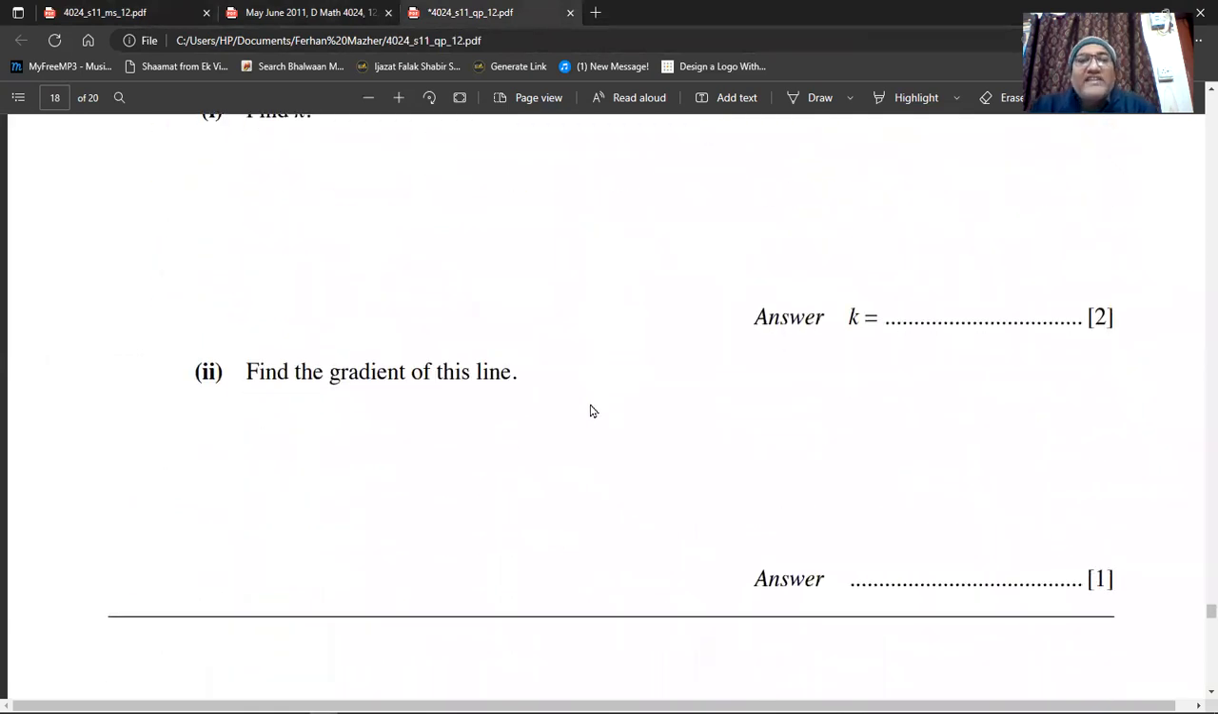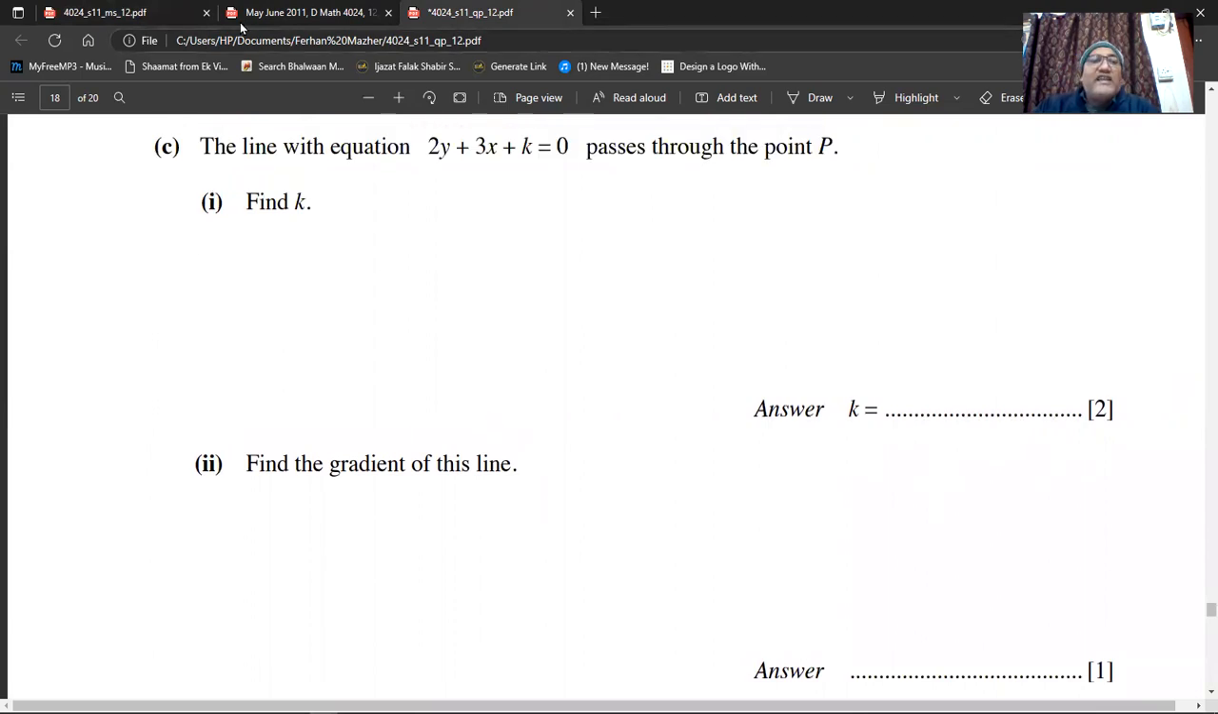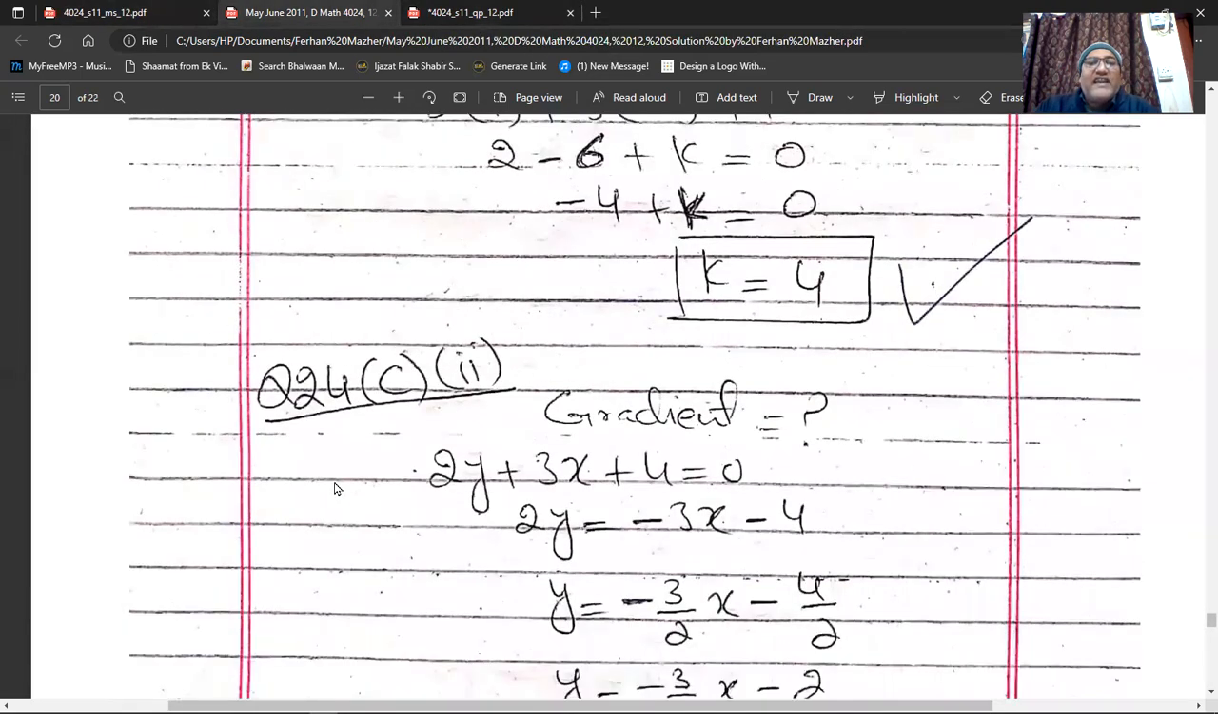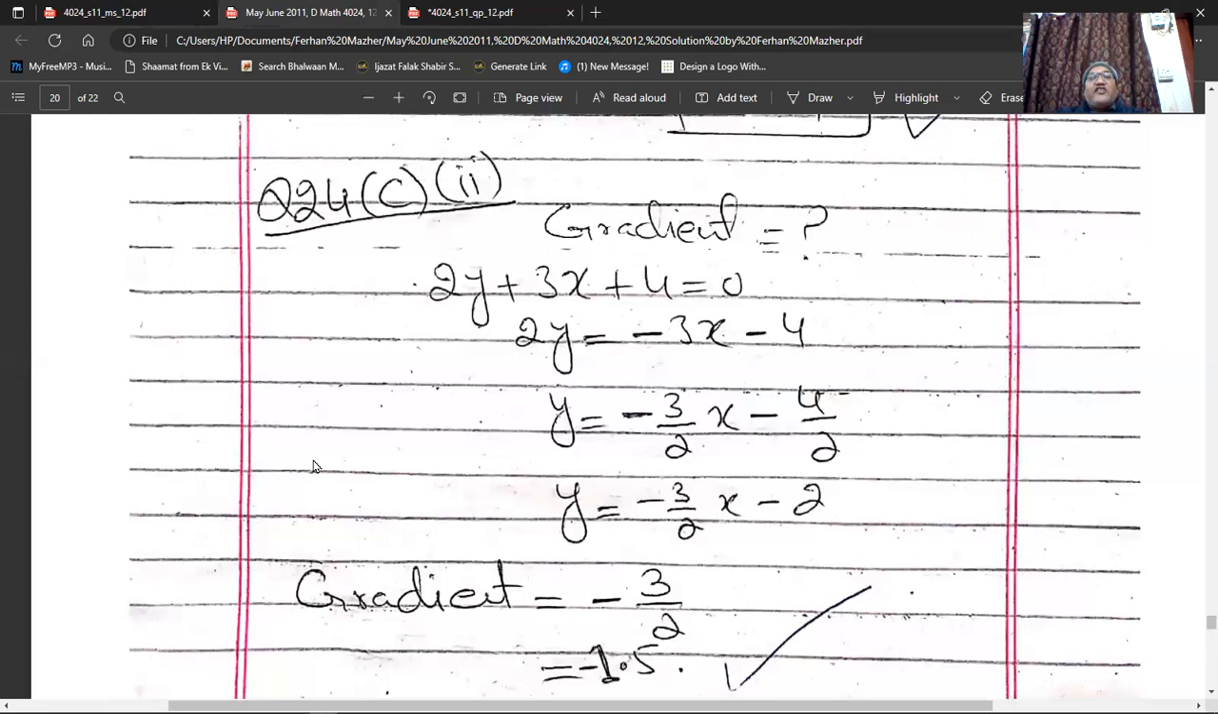Then the question is, find the gradient of this line. We know the equation of this line, so I can find the gradient. The equation of this line is 2y plus 3x plus 4 equals 0. So I will make y alone on one side. So 2y is equal to minus 3x minus 4. So y will be equal to minus 3 by 2 into x minus 4 by 2.